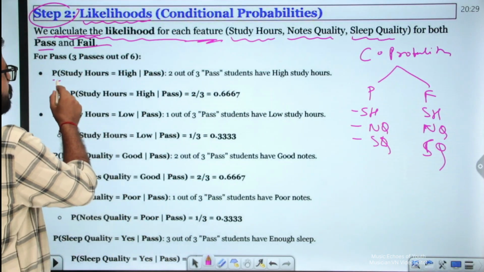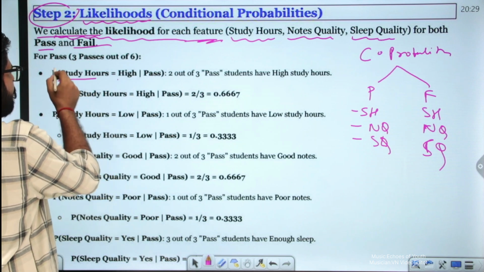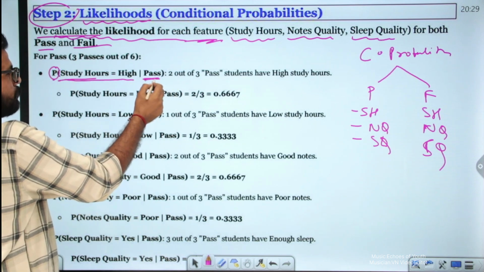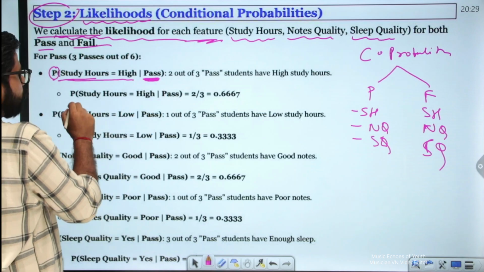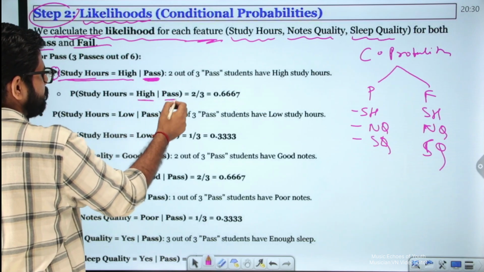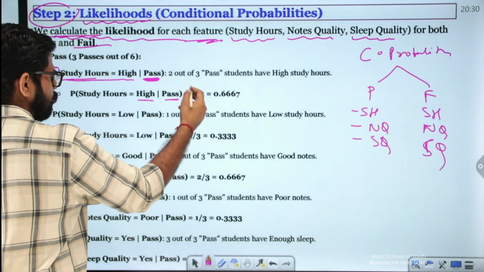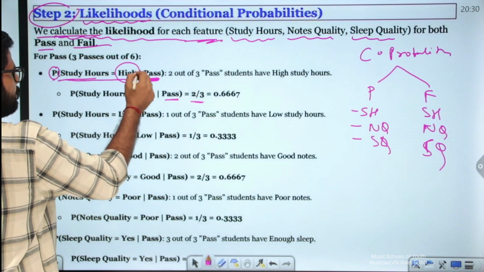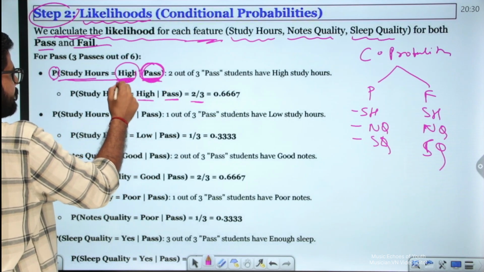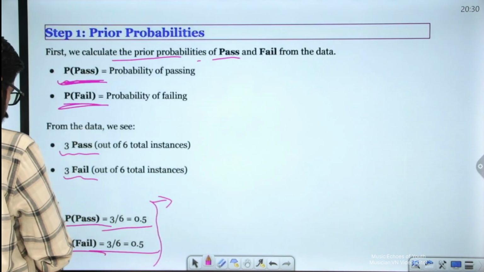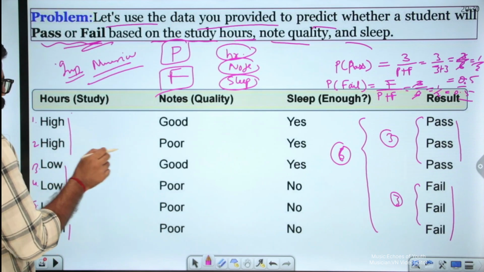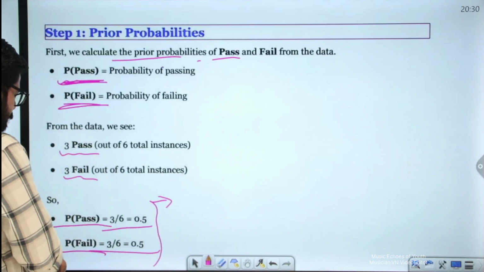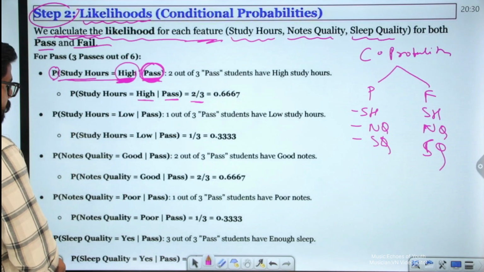So P is the study hours. If I am just finding the probability when study hours are high, then you need to find out the probability for pass. For study hours high, we find the probability is 2 by 3. How does this come? So you find that if study hours are high, for a passing student, if you have the high study hours, then what is the probability? So you just simply see this, that for the high, here study hours is 2 by 3. So just simply go and find that out.